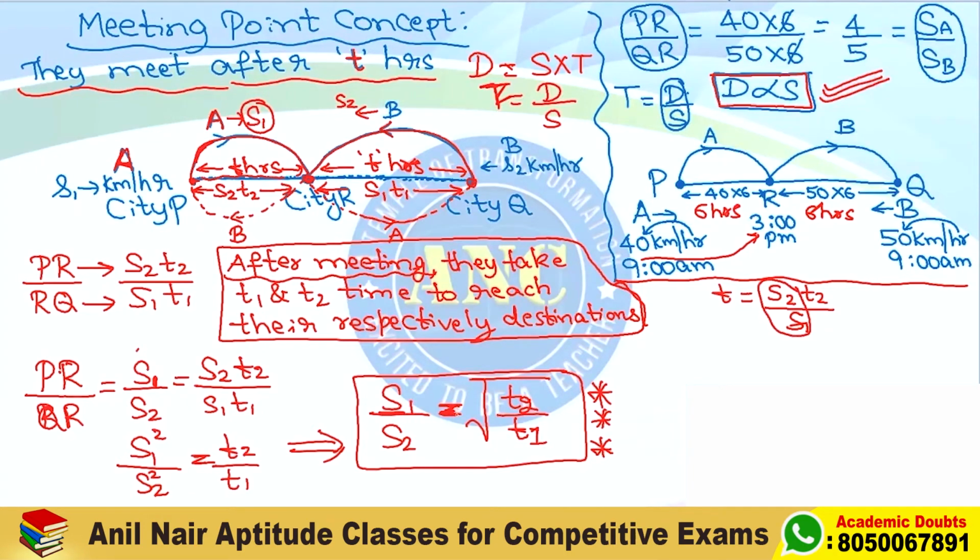S1 by S2 is root of T2 by T1. S2 by S1 is the reverse. It is root of T1 by T2. So I can write it as root T1 divided by root T2, and this T2 I will write as it is.